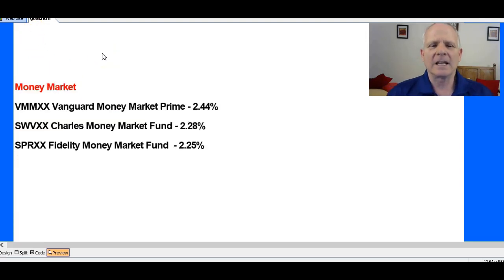The next area we're going to look at is money market funds. What's the best rate on money market funds? So you can park your money in these money market funds and take it out at any time, and you get a pretty good rate on it. Vanguard Money Market 2.44%, Charles Schwab 2.28%, and Fidelity Money Market 2.25%. So this is a very safe way to go for some short-term money, and these are safe investments. You're not locking your money up for any specific term.